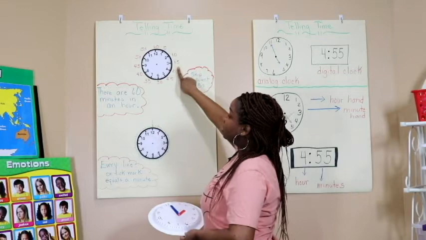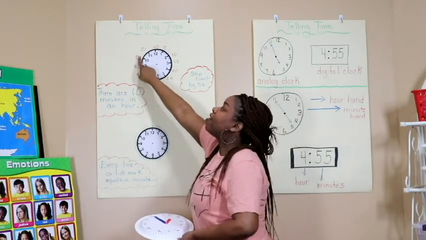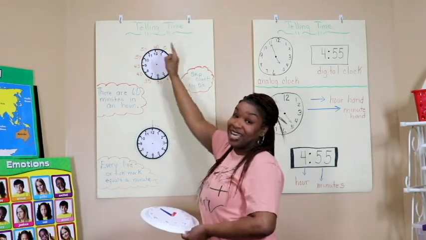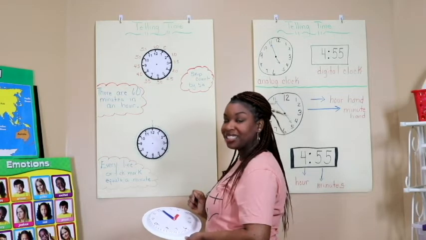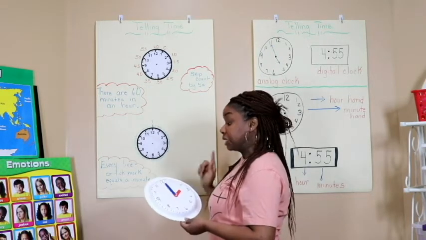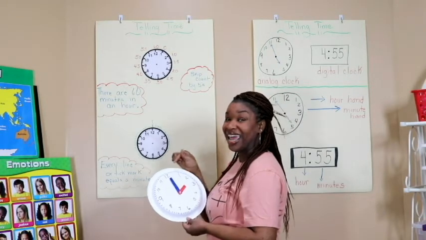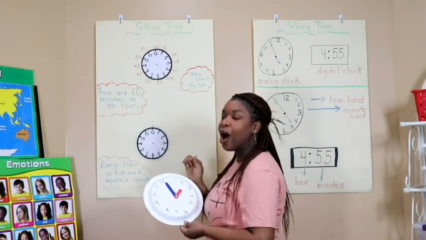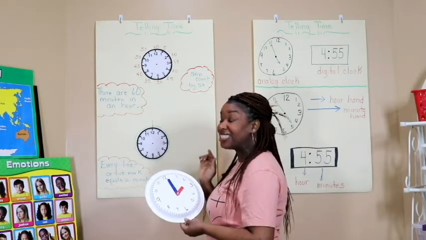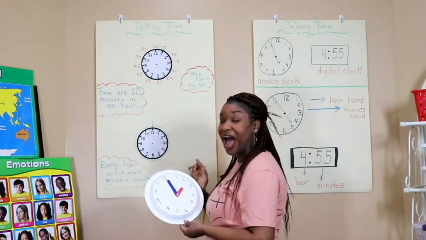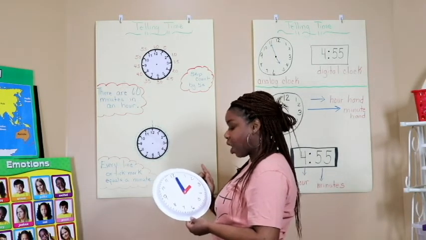5, 10, 15, 20, 25, 30, 35, 40, 45, 50, 55, 60. So you can skip count by fives in order to tell time. Remember that each tick mark, the line in between the numbers, represents a minute. And there are how many minutes on a clock? 60. 60 minutes in each hour.